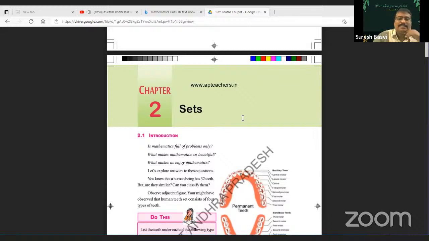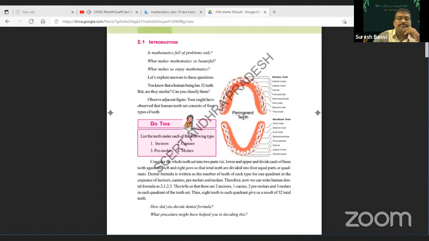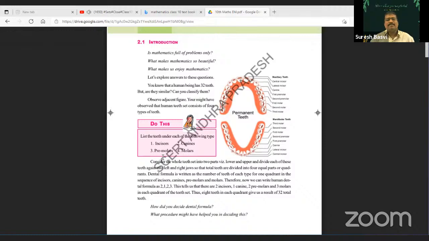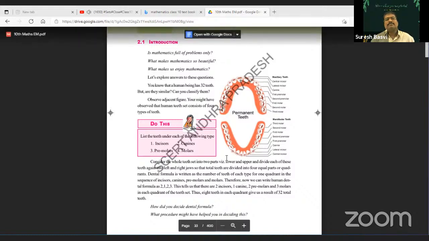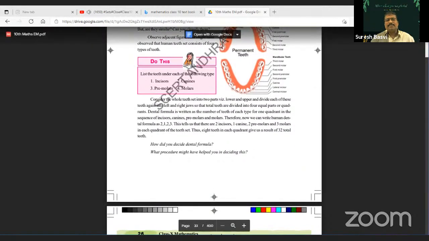It is visible, Nana. Sets is visible. Yes, it is visible, no doubt. Okay, right. So see this: incisors, canines, premolars, and molars. Okay, already I told that.